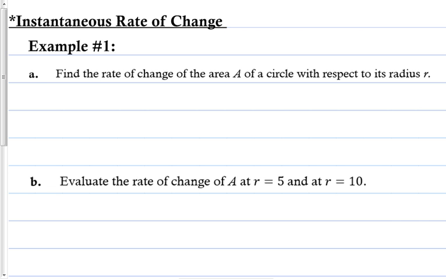Find the rate of change of the area A of a circle with respect to its radius. To start off, the formula for the area of a circle is pi r squared. So they want me to find the rate of change. Whenever you see rate of change, I need you to automatically think derivative. You're going to do the derivative. You're going to find the slope.